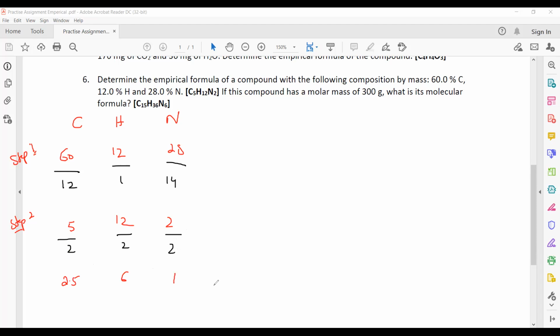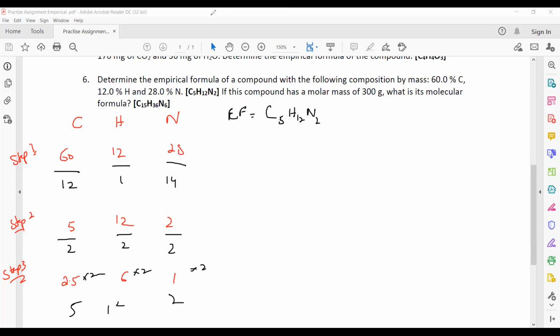Whenever one of the values is 1.5, 2.5, 3.5, what we do is multiply all of them by 2. So we'll multiply all of them by 2. So this will be 5, this will be 12, and this will be 2. So the empirical formula of the compound is C5H12N2.